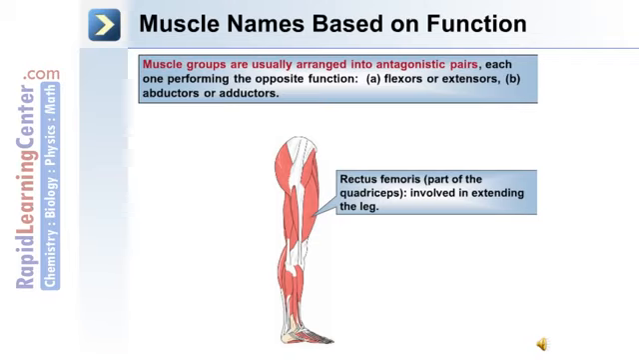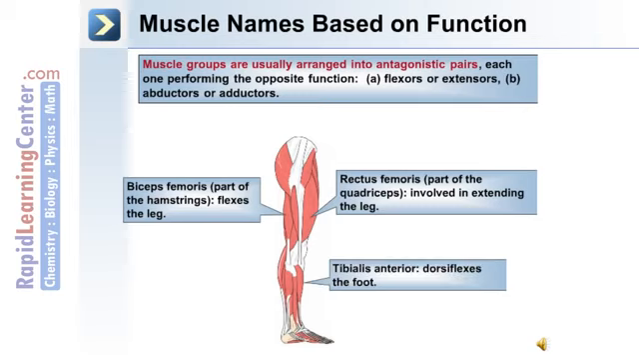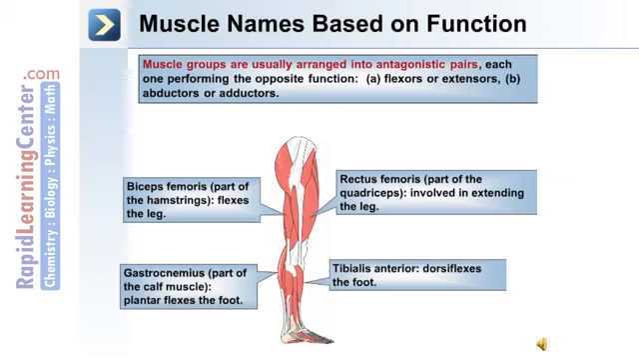The rectus femoris, for example, is part of the quadriceps, and it's involved in extending the leg. The biceps femoris is part of the hamstrings, and it flexes the leg. The tibialis anterior dorsiflexes the foot, whereas the gastrocnemius, which is part of the calf muscle, plantar flexes the foot.